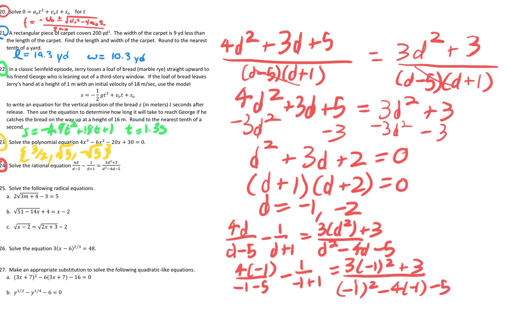So we can see that right here we're going to have a 1 over negative 1 plus 1. So we're going to have a 1 over 0. So we know that negative 1 cannot be one of our solutions.